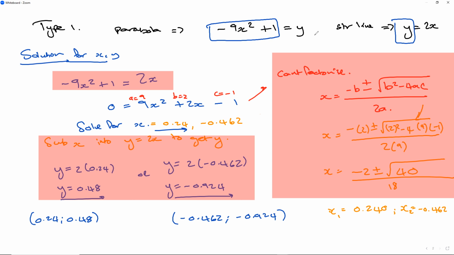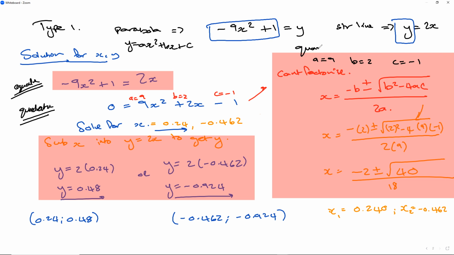And here we got a straight line and a parabola. All right, so stage one, we equate the two equations. We get it into quadratic form. And what is quadratic form? Quadratic form is y equals ax squared plus bx plus c. So we move everything over to either the left-hand side or the right-hand side, get it into quadratic form. Get a, get b, get c. So a equals 9, b equals 2, c equals negative 1. And then after that, we're using this, which is known as the quadratic formula.